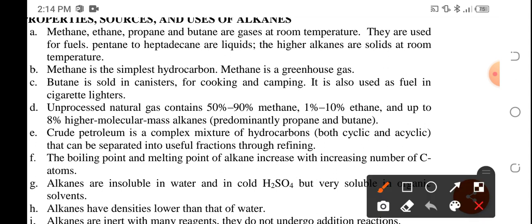Okay? Now, the boiling point and melting point of alkanes increase with an increasing number of carbon atoms. So, if you compare methane with one carbon atom versus pentane with 5 carbon atoms, ang sinasabi nitong property letter F, mas mataas ang boiling point ng pentane kasi mas marami siyang carbon atom kaysa sa methane. Kasi as the number of carbon increases, the boiling point as well as the melting point also increases.